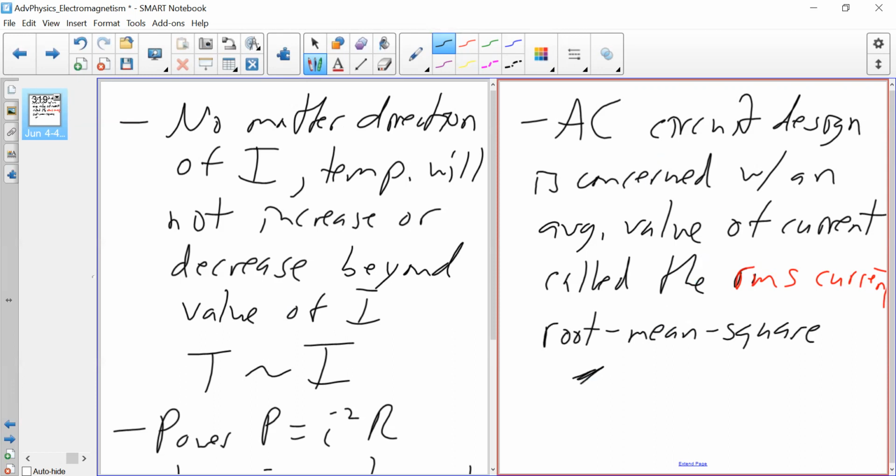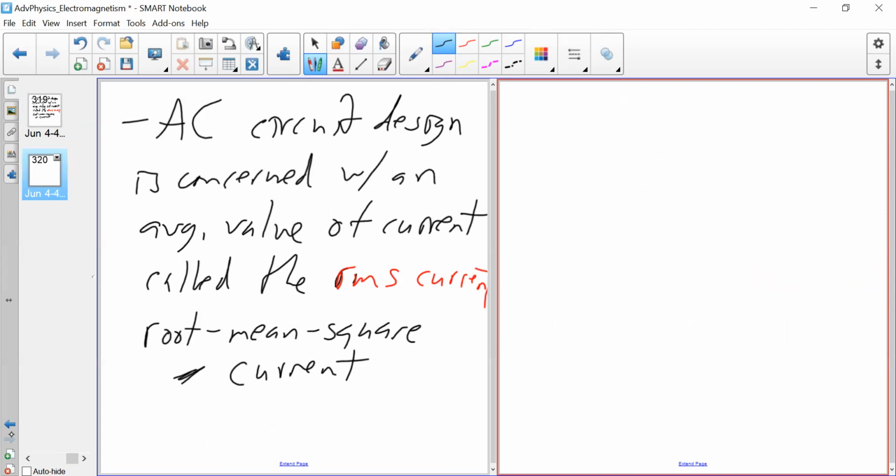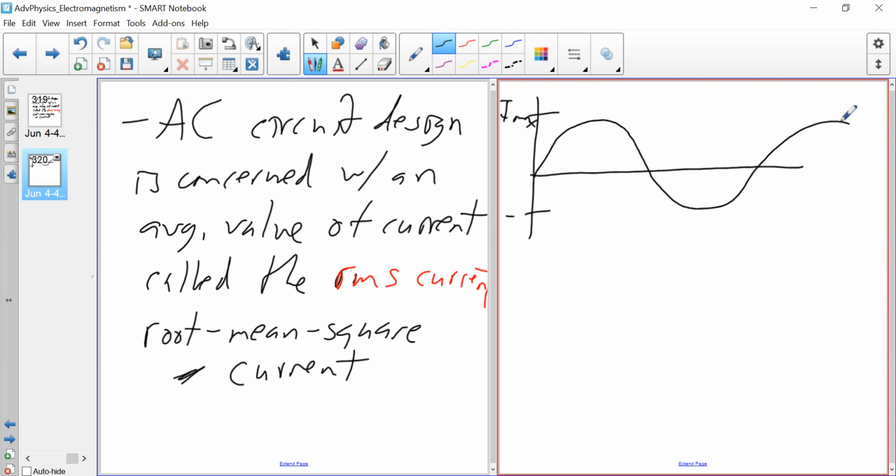All right. So root mean square current. So let's take a look at all this stuff. We've seen this Imax, positive and negative, right? So it's sinusoidal, something like this. Now we're not concerned with that because we know the time average is 0. So what root mean square does is take a look at the average of this up top.